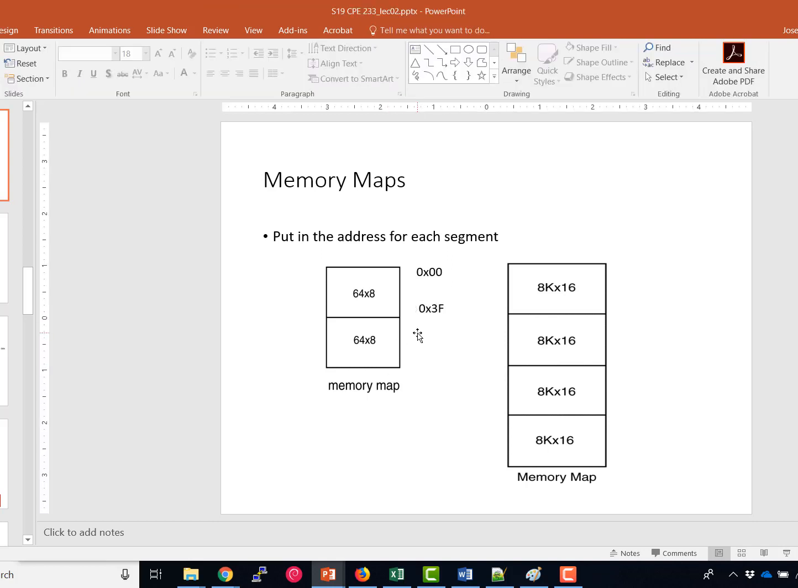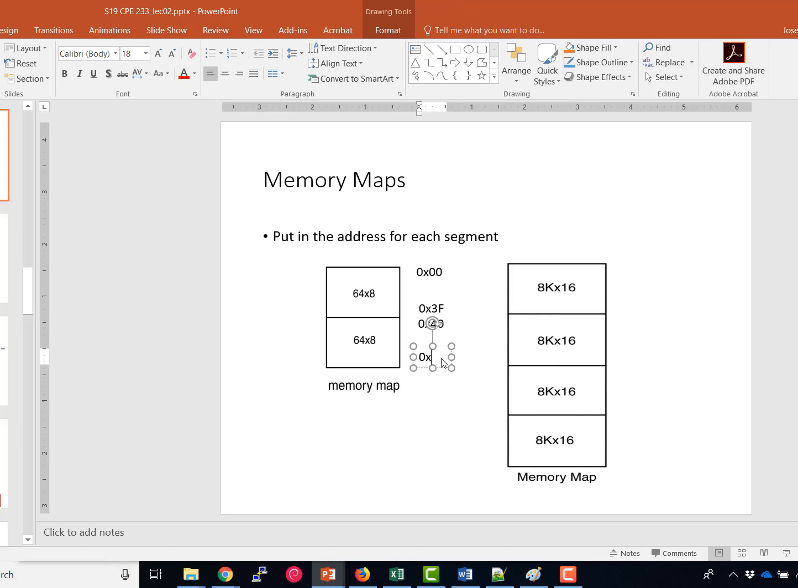The very next address will be stored in the first location in the next 64 by 8 memory chip. So this will be 40 in hex. And the last location will be 127, which is 7 ones, or in hex would be 7F.